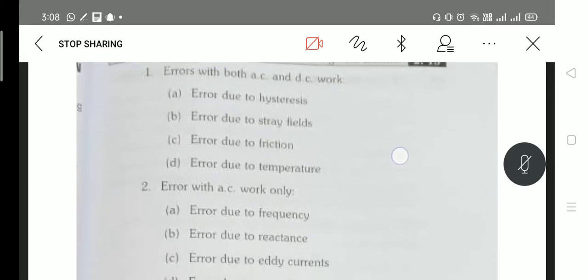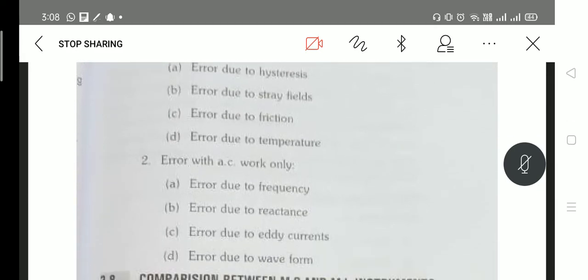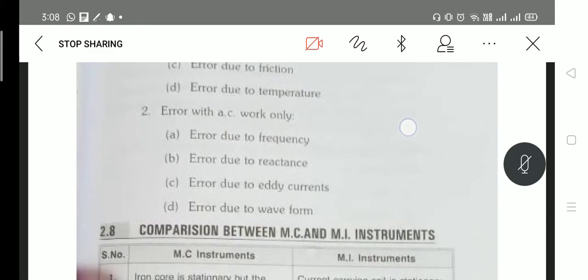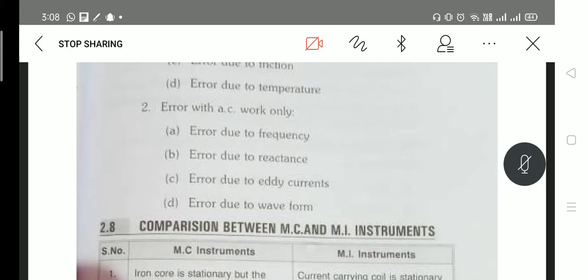Yeah, these are the errors due to stray fields, errors due to friction, errors due to temperature, same. But in AC, we are using the AC work, so in that case there is error due to the frequency, error due to reactance, and error due to the waveforms. We can use a sinusoidal waveform, but from the waveforms also we get some errors in the AC in this instrument. Okay.